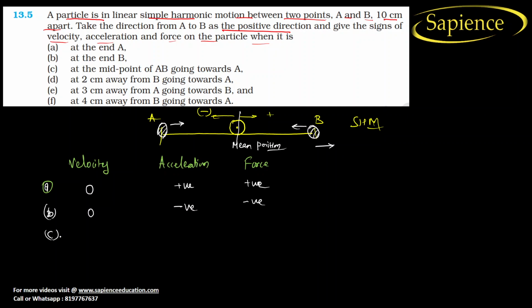Now let us go for the situation C, at the midpoint between A and B. If an object is here, at the midpoint between A and B, what will happen? Velocity is maximum, that is, velocity is positive.